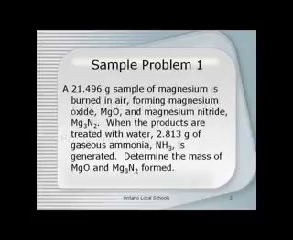The first problem that we're going to examine is a problem where we're going to burn 21.496 grams of magnesium in air, and we're going to form two products, magnesium oxide and magnesium nitride. Then we're going to treat the products with water. When we do that, 2.813 grams of gaseous ammonia is generated, and so we want to determine the mass of magnesium oxide and magnesium nitride formed. It would be good for you at this point to pause the podcast and write the problem down, and then we'll move on.